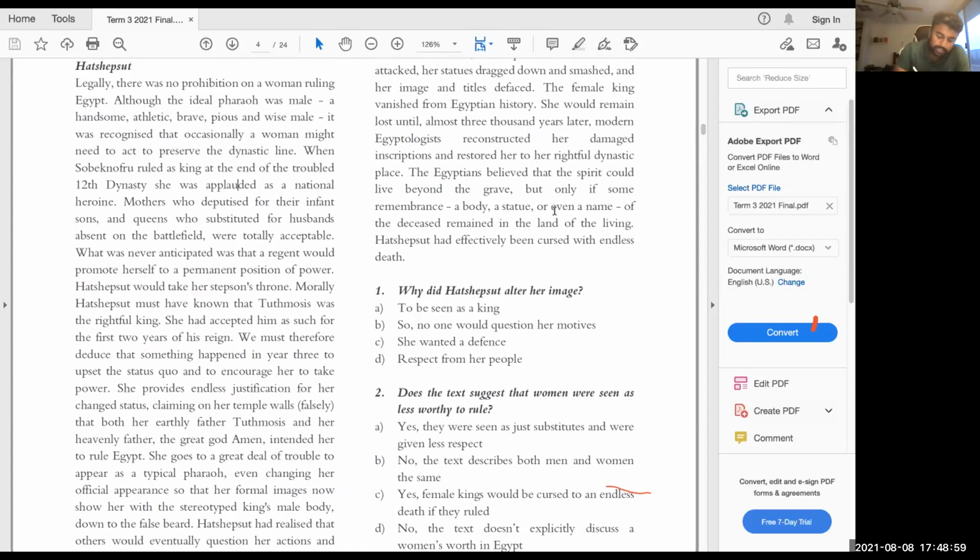So legally, there's no prohibition on women ruling in Egypt. So that's one evidence saying that they're equal. So I'm going to highlight that.